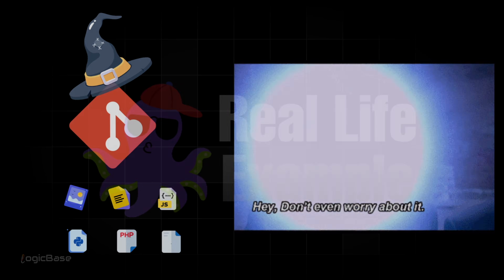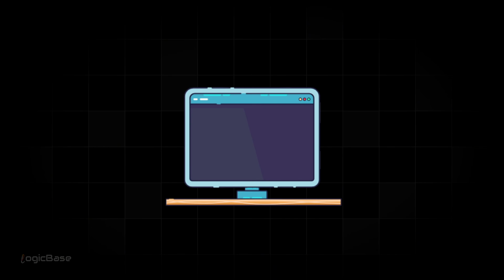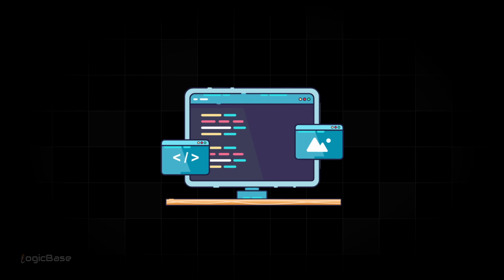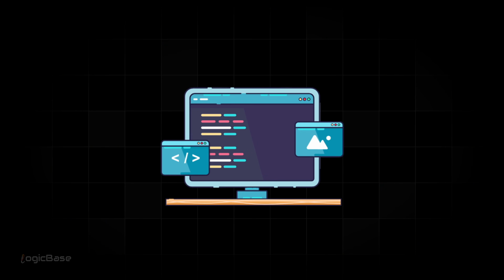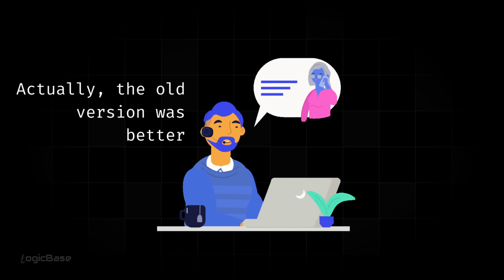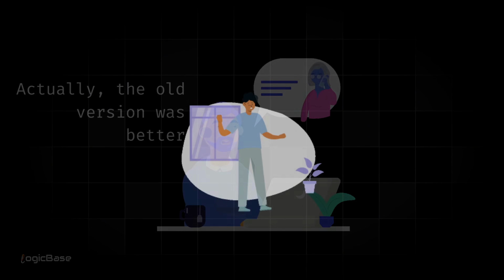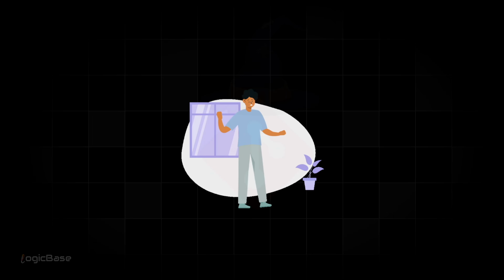Let's look at a real-life example. Suppose you are working on a project. You have spent hours writing code. Your client loves it and everything's going great. Then, a month later, the client asks for some new changes. You make the updates as requested. But after a few days, the client comes back and says, actually, the old version was better. Now, you are in trouble, right? Because you have already overwritten the original code. How do you get it back? That's exactly the kind of problem Git solves.